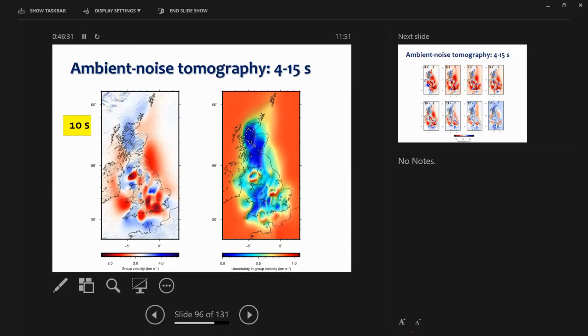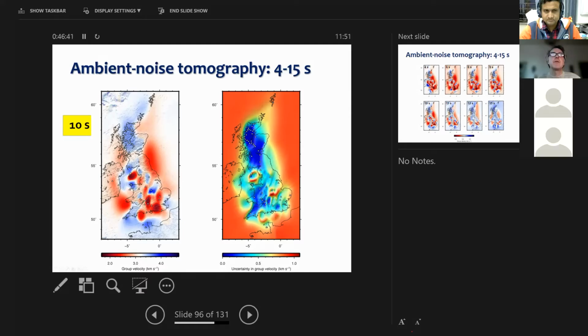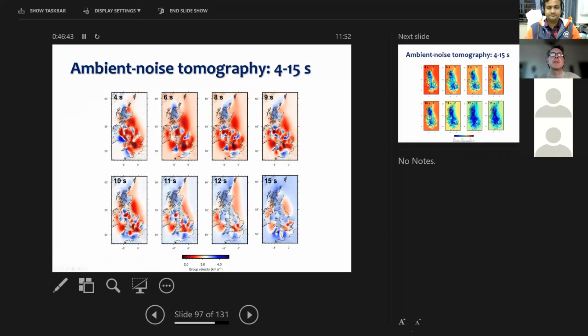So, for example, in this case, in the UK, this is the 10-second period map, but I can construct those mean velocity maps at a range of different periods. Here we have 4 seconds period for oscillation, and you can see the waves travel relatively slowly, so red structures coming up, compared to if I do tomography with a 15-second oscillation, so very slowly oscillating waves, we get much faster velocities. And that's because they're sensitive to deeper structures, which tends to be faster.